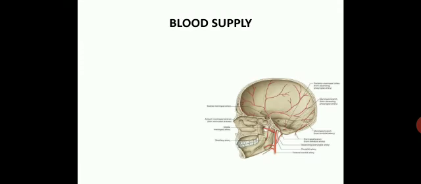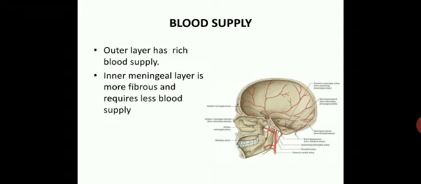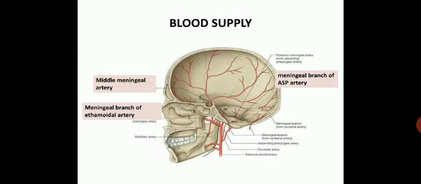Blood supply. The outer layer has a rich blood supply, and the inner meningeal layer is more fibrous and requires less blood supply. The vault, or the supratentorial space, is supplied by the middle meningeal artery, the meningeal branch of the ethmoidal artery, and the meningeal branch of the ascending pharyngeal artery.